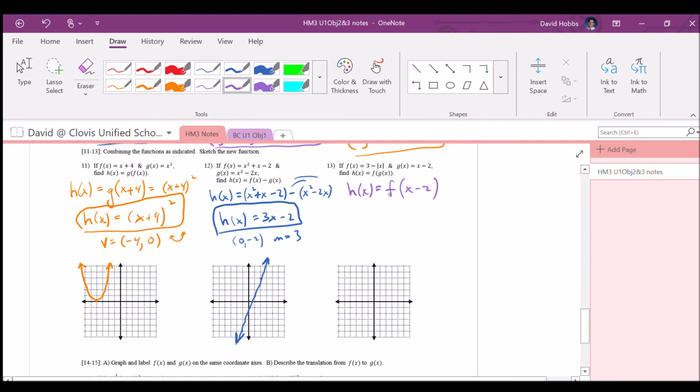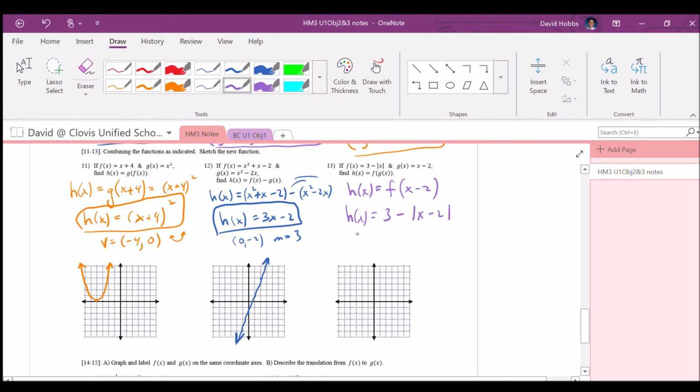Okay, so what do I do with the function f? My function f says whatever I input, I'm going to do 3 minus the absolute value. So h of x is 3 minus whatever I'm inputting. What am I inputting? X minus 2. Okay, so that's h of x.